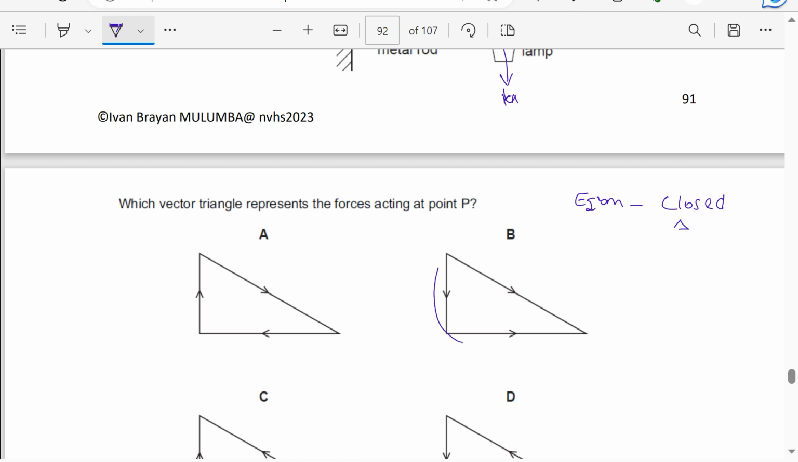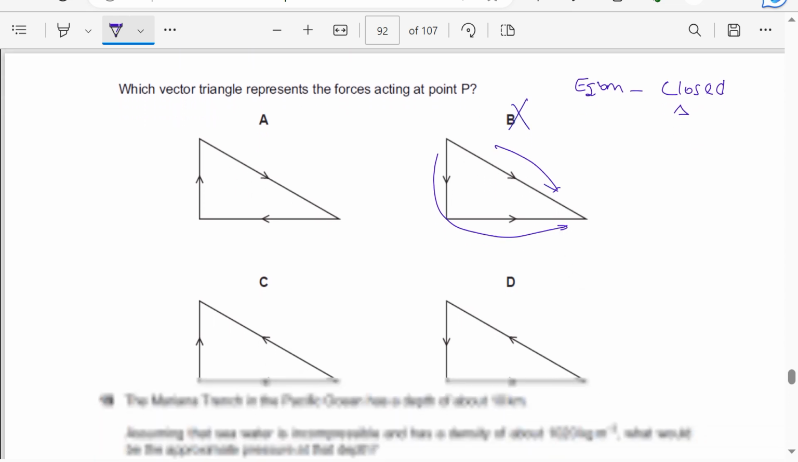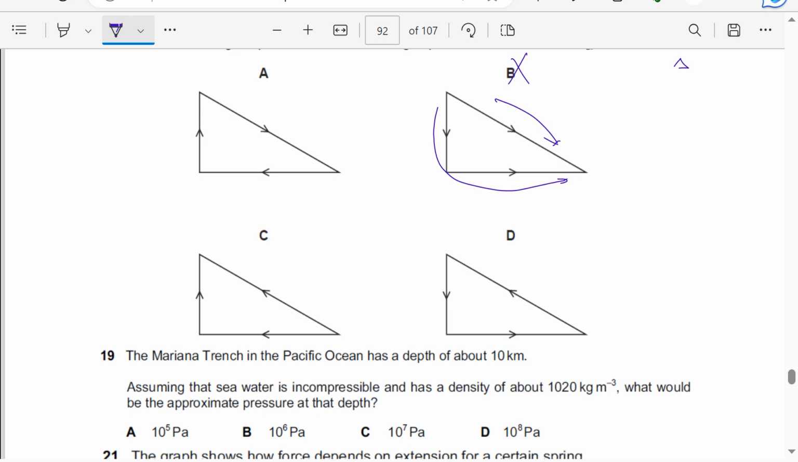So this one, if I move like this, the other one is the other way around. So this is automatically out. Then we can check C. C, if I move like this, one is the other way around. So this is automatically out.